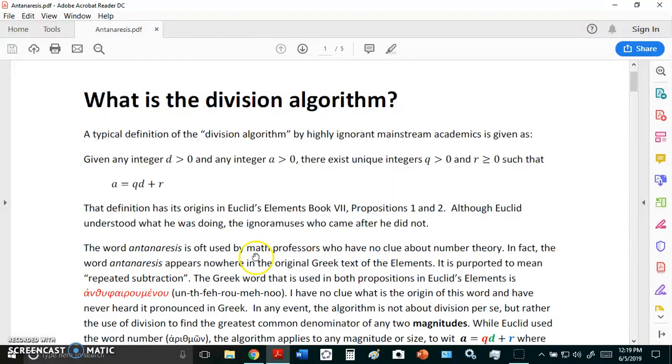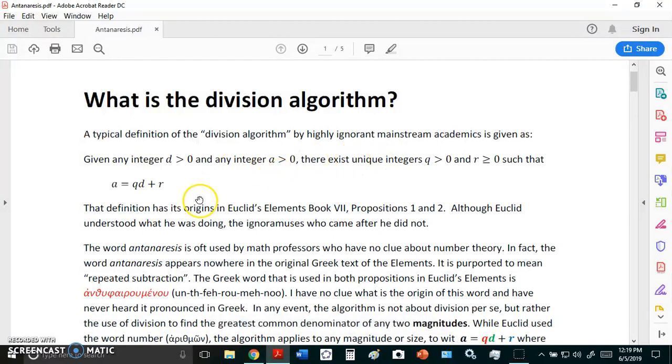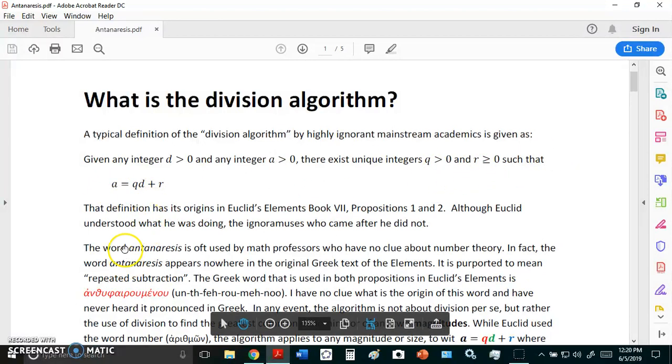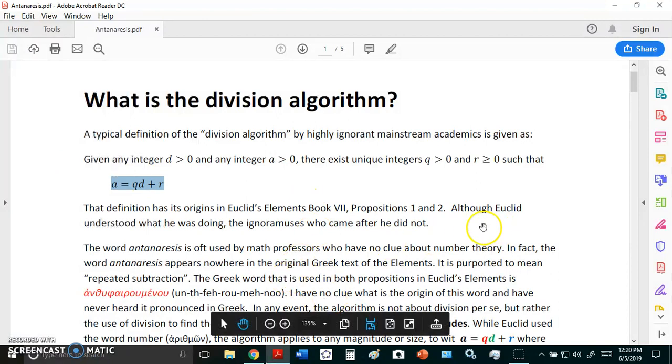So you may have heard many different things about the division algorithm, and typically you'll see a statement like this by highly ignorant mainstream academics. Given any integer d greater than 0, and any integer a greater than 0, there exist unique integers, blah, blah, blah, such that this is true. Well, of course, this little identity here has its origins in Euclid's Elements in Book 7 and Proposition 1 and 2.